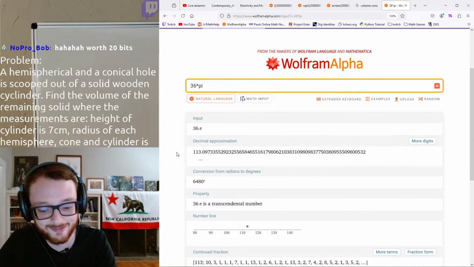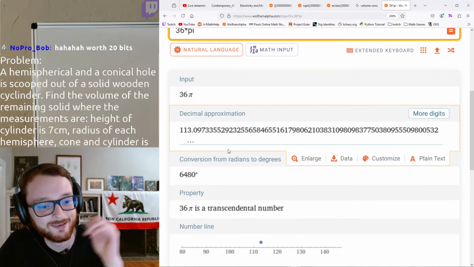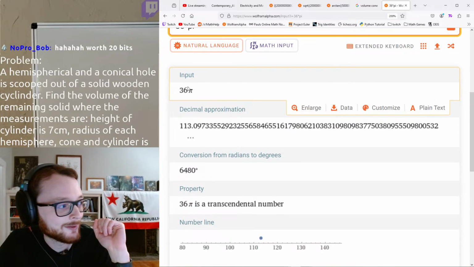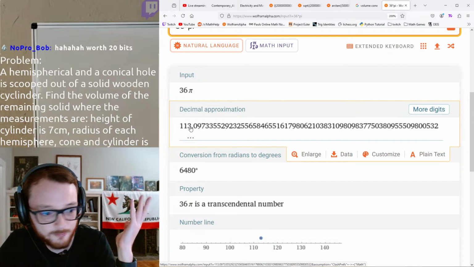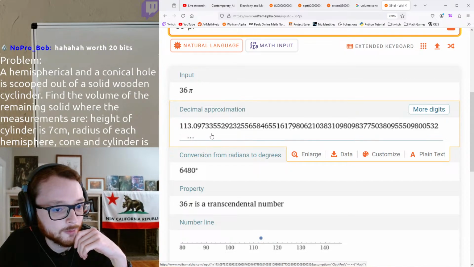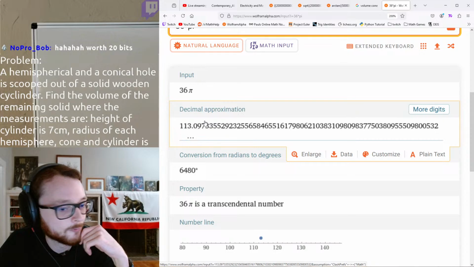Okay, so I would say 36 pi cubic centimeters is a valid answer, and I also say 113.1 cubic centimeters is a valid answer, or however many decimals you would round to.